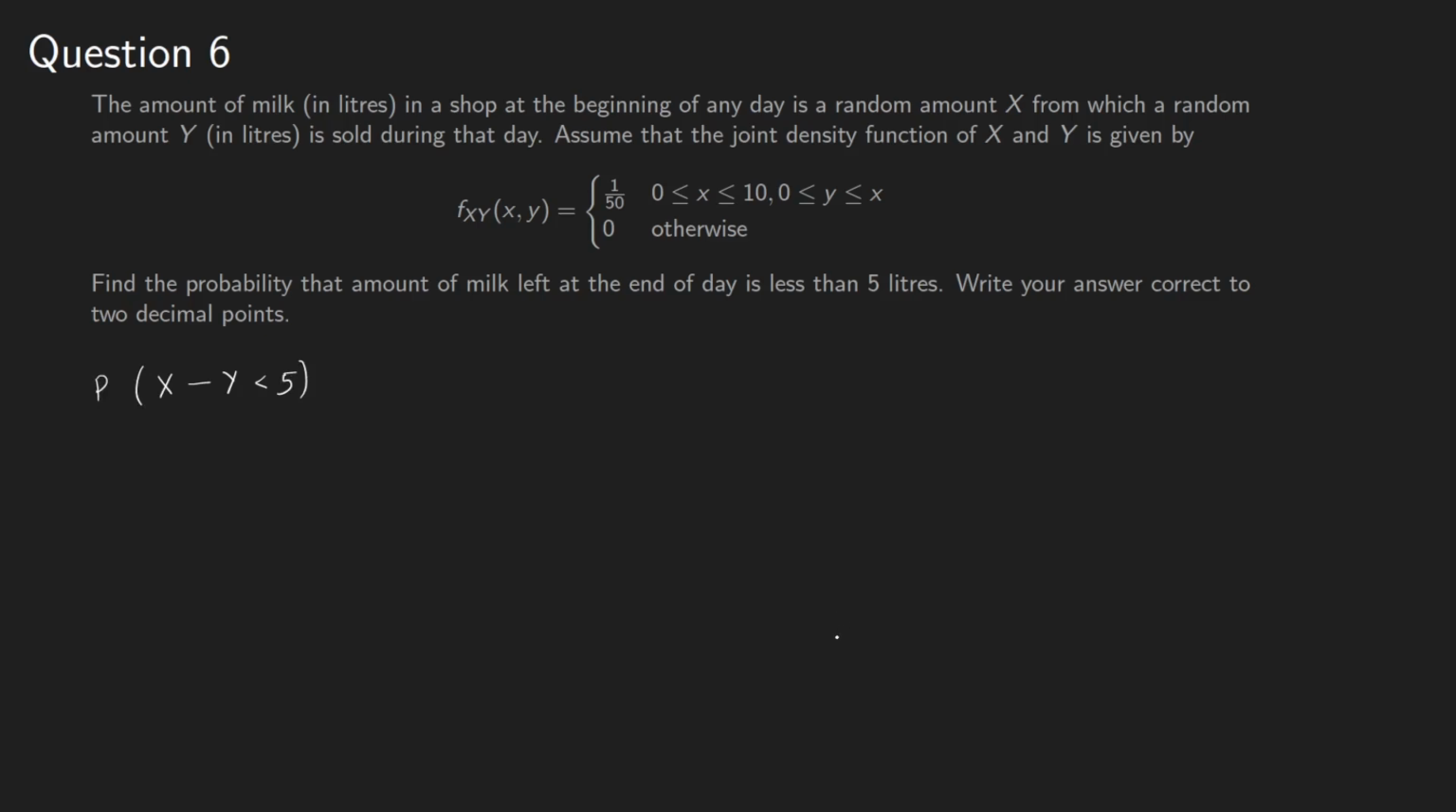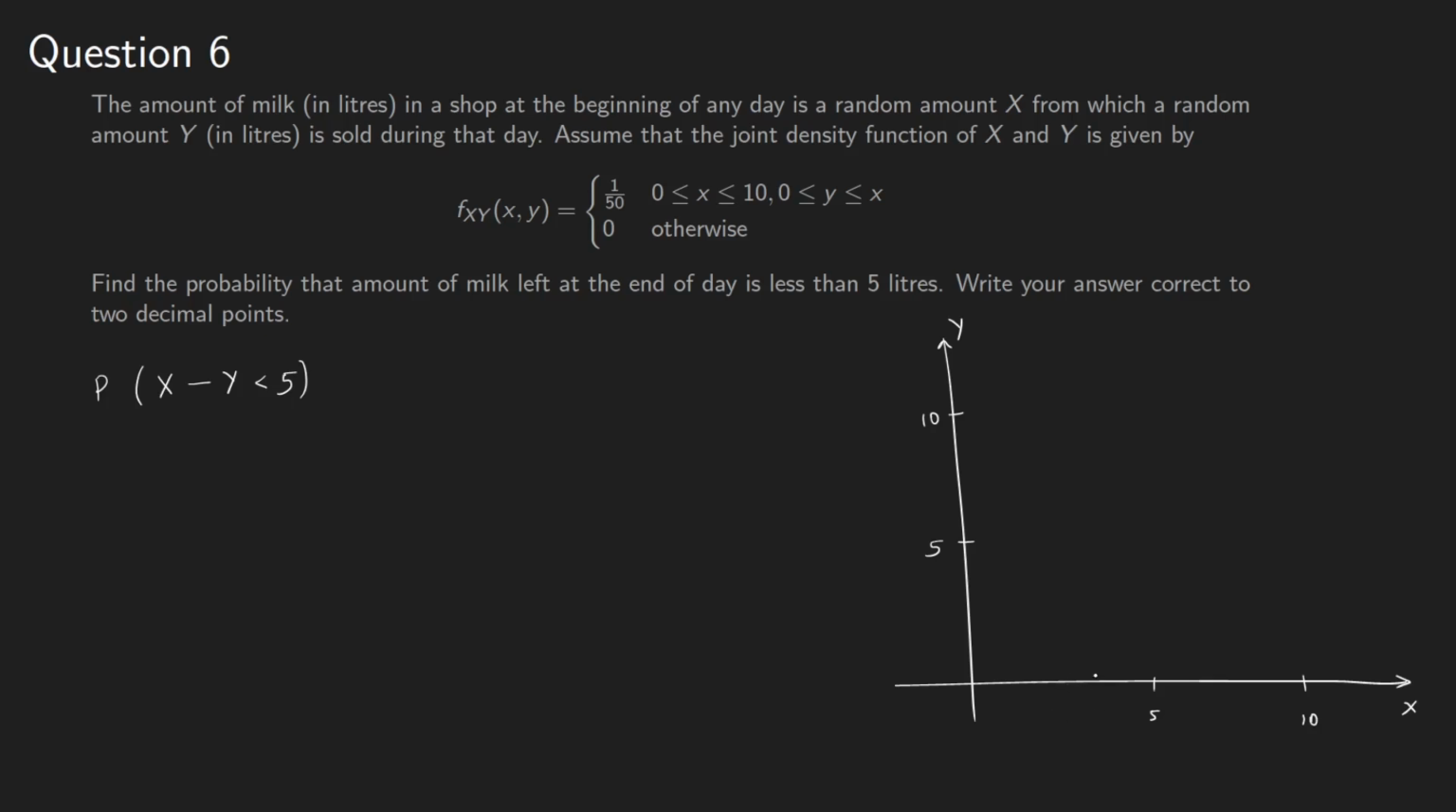So first of all, it would be better if we visualize this situation of probability density functions and random variables. So we can do it up to 10, 5, 10. In the y direction also, we can do up to 5 and 10. So x represents the amount of milk at the beginning of the day, and y represents what is being sold in the day.